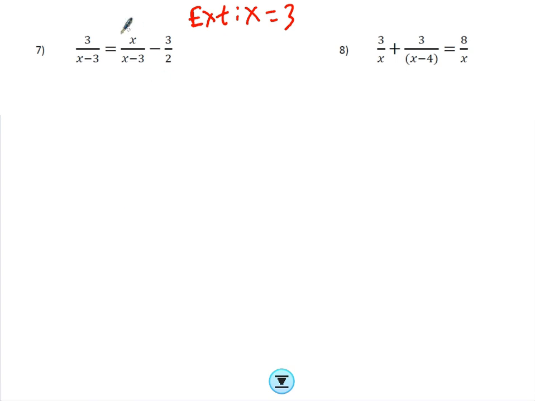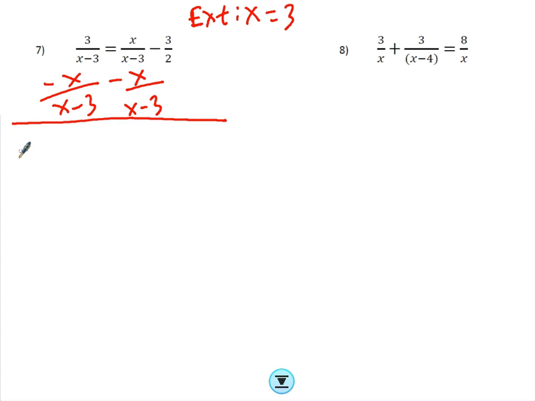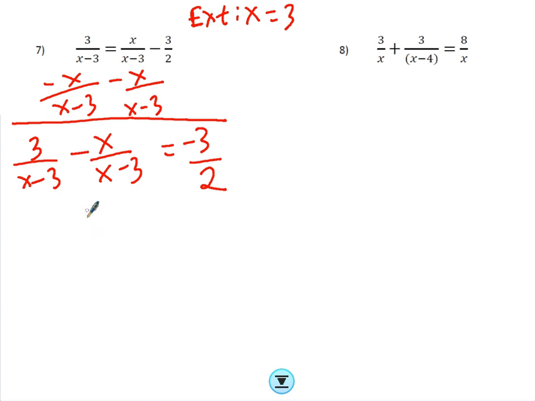Then we are going to get the x minus 3's to one side. So I'm going to subtract x over x minus 3 from each side. So I get 3 over x minus 3 minus x over x minus 3 equals, and then again, don't forget that negative stays there, negative 3 halves. So we've got 3 minus x over x minus 3 equals negative 3 halves.